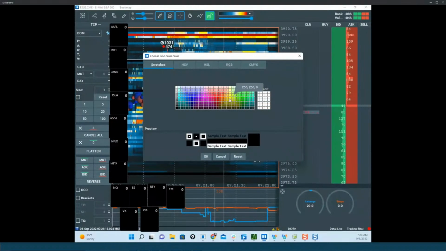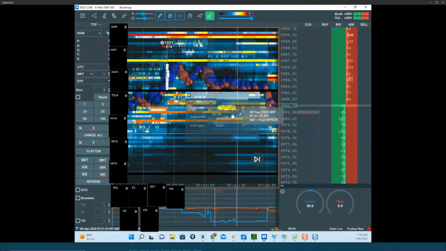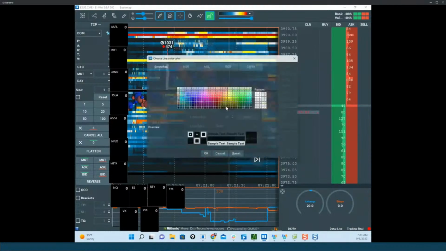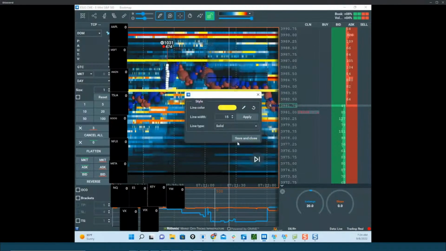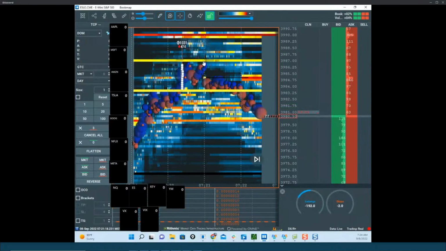So I try to color code my zones so I know what type of setup it is. I use yellow and white for stops.